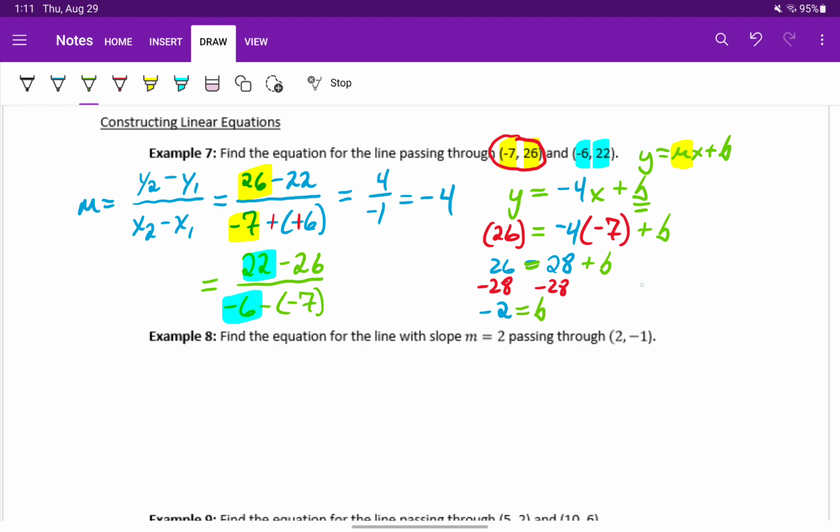That means we found our equation, because we already found that our slope is negative 4, and now our y-intercept, that b value, is minus 2. And we have an equation in slope-intercept form.